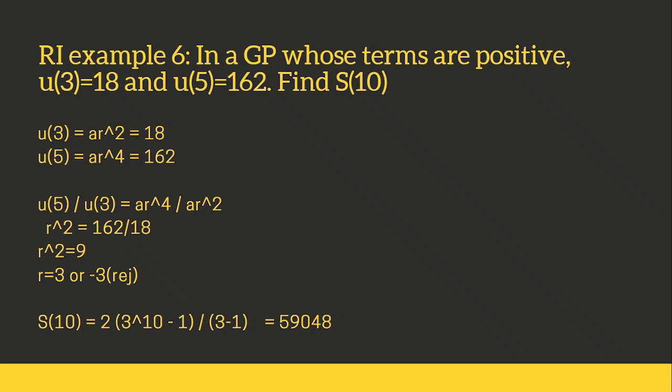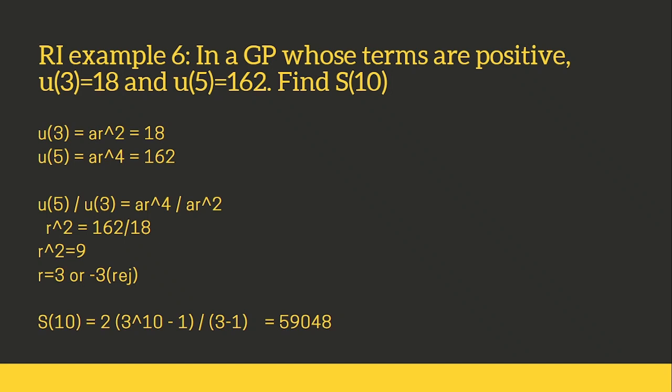So by right, if we take the fifth term divided by the third term, you'll get r squared. And this r squared will equal 162 over 18. r squared equals 9. Then r equals either 3 or minus 3. But we know that it cannot be minus 3 because they say all the terms are positive, so that's why we reject that.